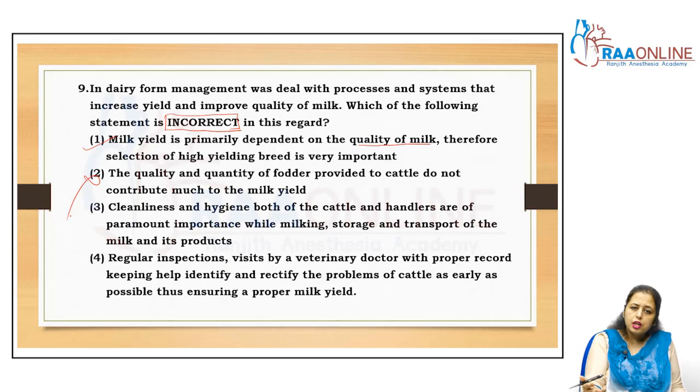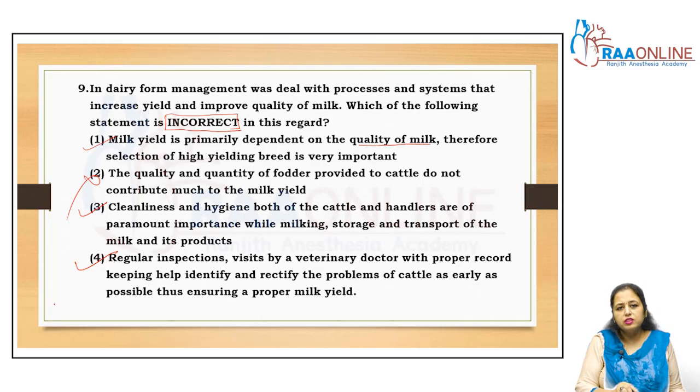Cleanliness and hygiene of both the cattle and the herders are of paramount importance while milking, storage, and transportation of milk and its products. Correct. Regular inspections and visits by the veterinary doctor, with proper records, help identify and rectify the problems of the cattle as early as possible, thus ensuring proper milk yield. Correct. So all these explain dairy farm management.